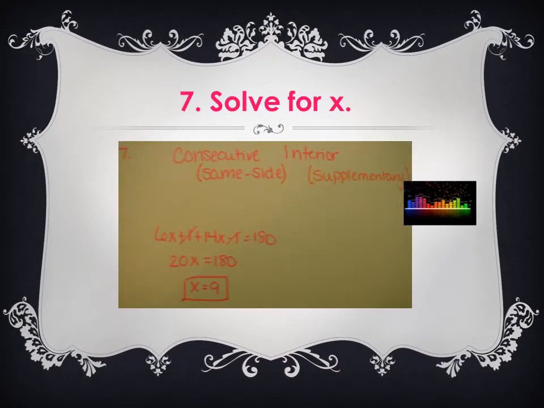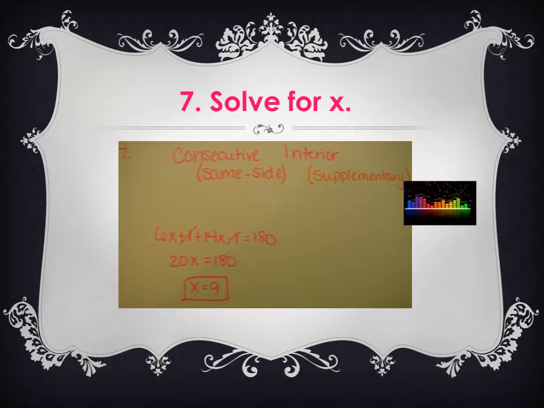In this picture, we are given two parallel lines intersected by a transversal line. 6x plus 1 and 14x minus 1 are called consecutive interior angles, also called same side interior angles. These two angles together are supplementary, meaning they are equal to 180 degrees. If we add 6x plus 1 to 14x minus 1 and set it equal to 180 degrees, we can solve for x.